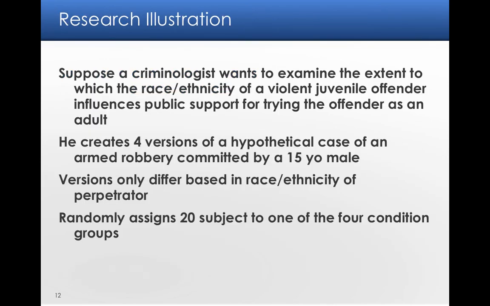So let's take an example. Suppose a criminologist wants to look at the extent to which the race and ethnicity of a violent juvenile offender influences whether or not the public supports trying that offender as an adult. The criminologist creates four versions of a hypothetical case of an armed robbery committed by a 15-year-old male. The only difference is that he changes the race and ethnicity of the perpetrator. He randomly assigns 20 subjects to one of the four condition groups.